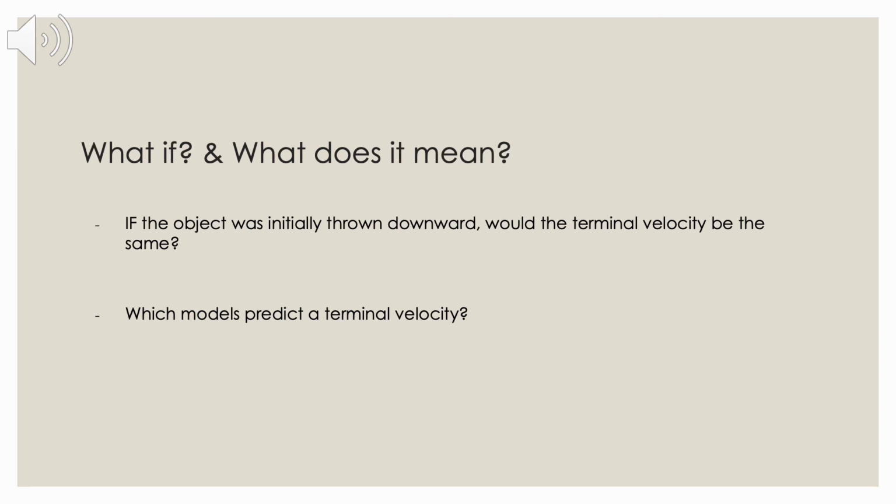Finally, answering the essential questions. What if the object was initially thrown downwards? The initial velocity of the object will not affect the terminal velocity achieved by the falling ball. This is because the ball would then experience a higher drag force, resulting in the same terminal velocity being achieved.